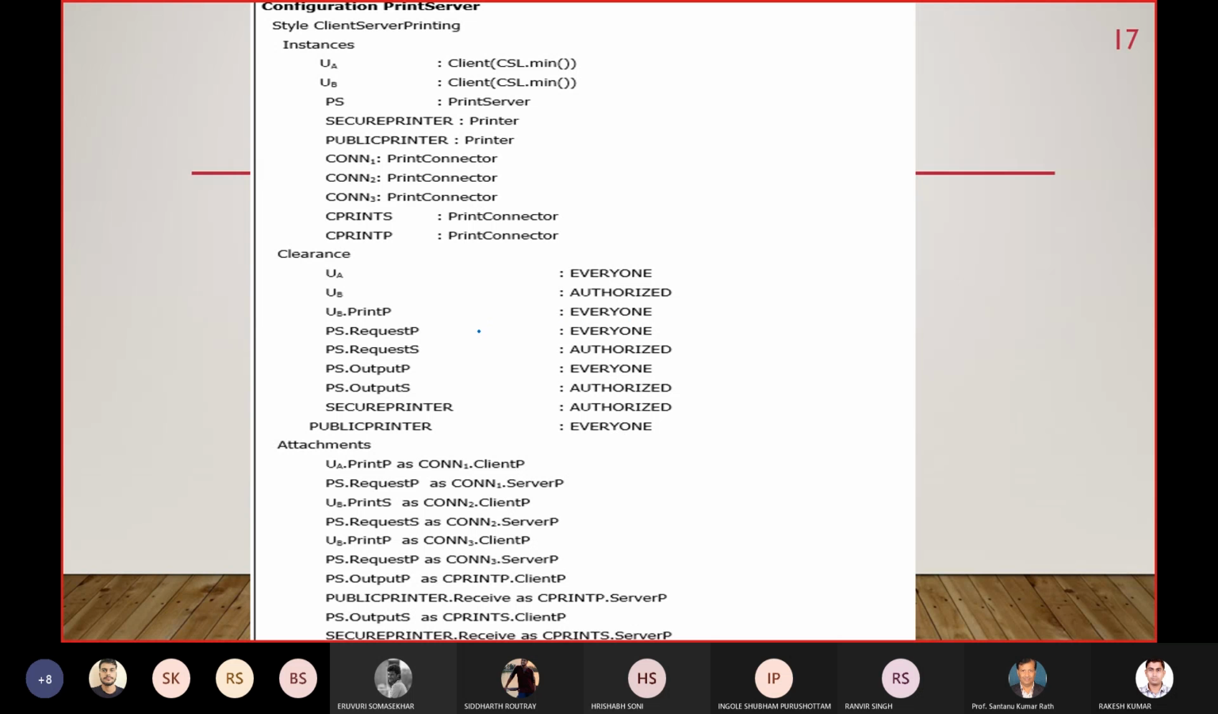After that it also talks about the attachments, meaning where the connectors are attached. UA dot print P is attached to con1 dot client p, and in the same way it continues as per the diagram.